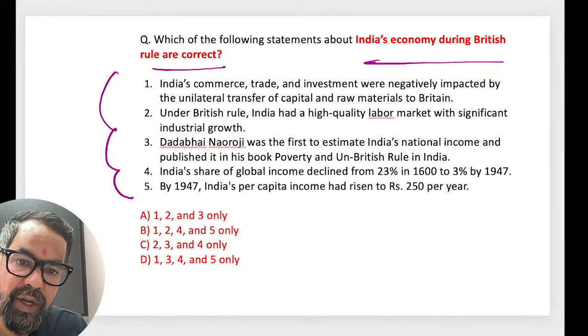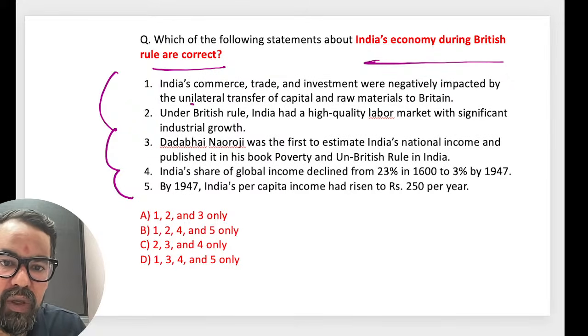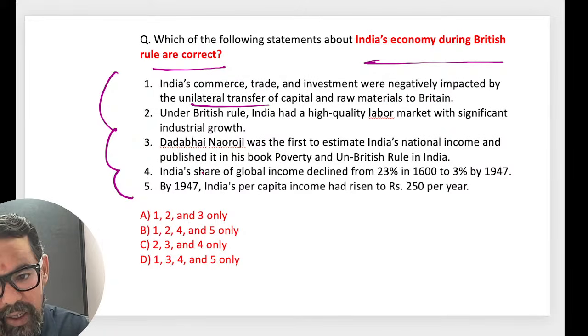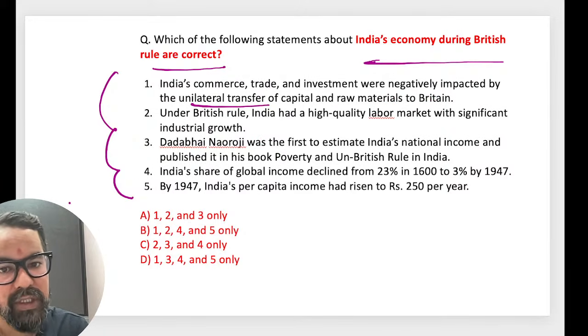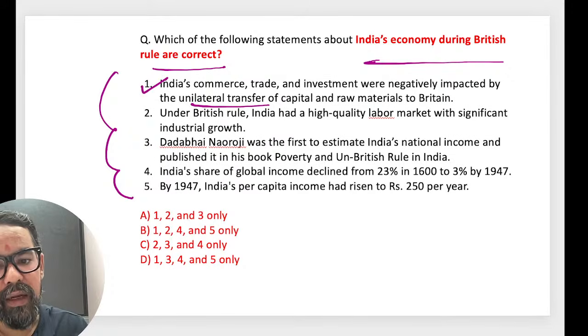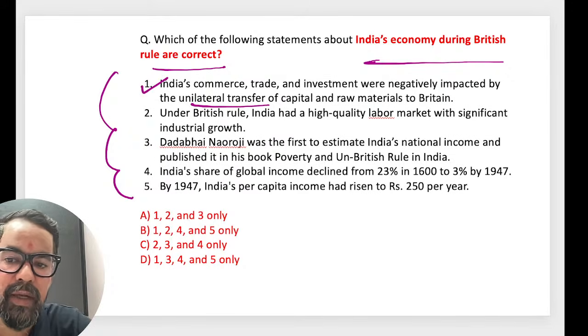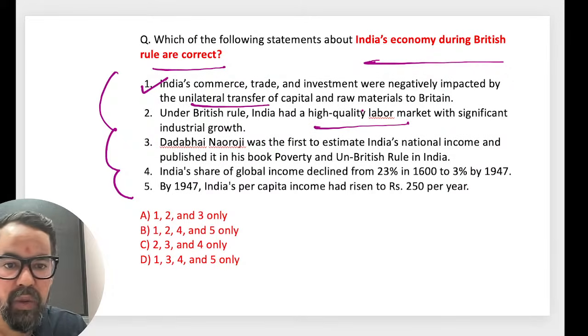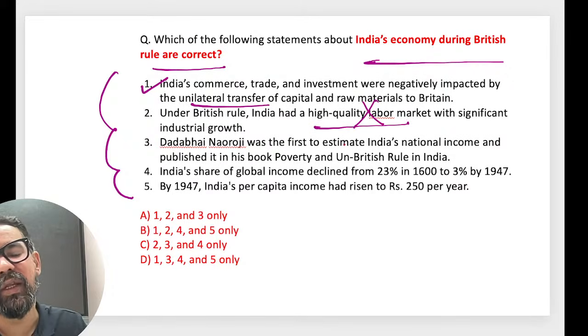India's commerce, trade and investment were negatively impacted by the unilateral transfer of capital and raw material to Britain. The first statement seems 100% true. The second statement: under British rule India had a high quality labor. No, there was no improvement in the quality of labor.